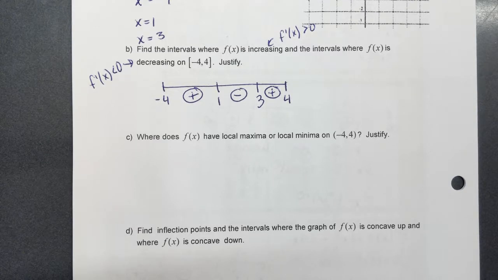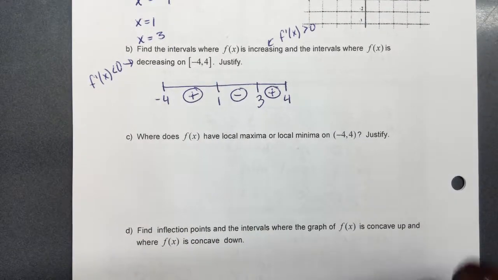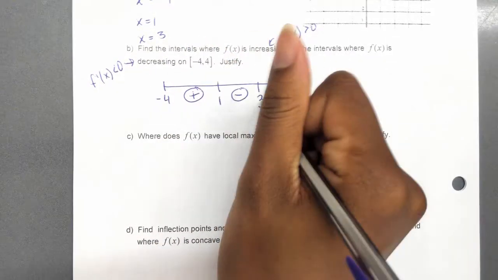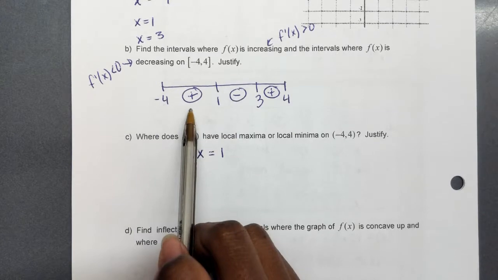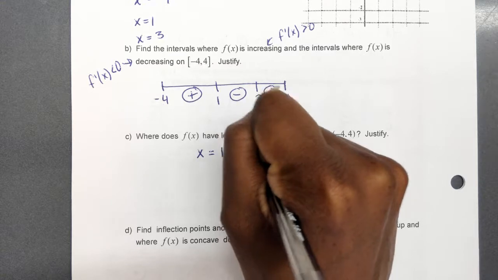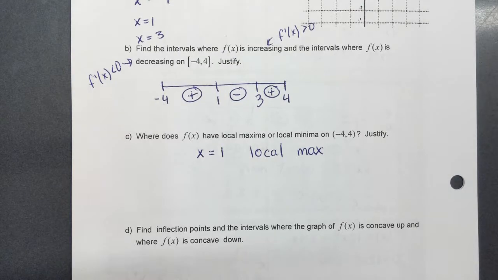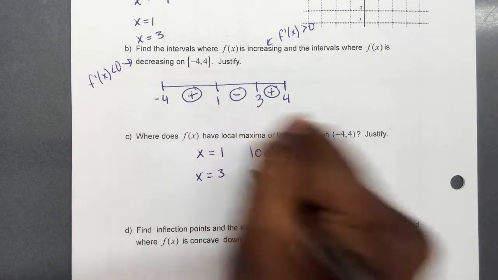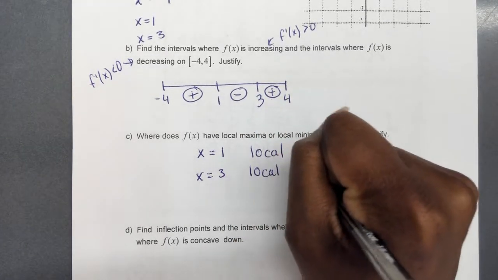So now we want to know, where does f of x have a local max or a local min? So again, we have critical numbers, -4, 1, 3, and 4. So let's start with our interior critical points. So when x is 1, we're going from positive to negative. So therefore we have a local max. When x is 3, we're going from negative to positive, so we have a local min.